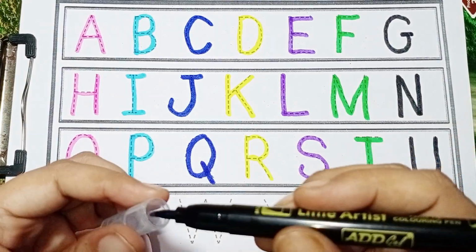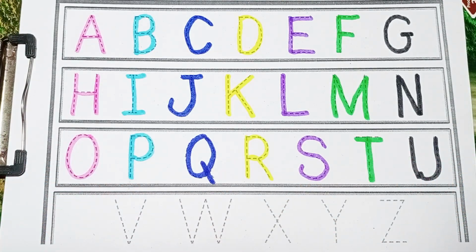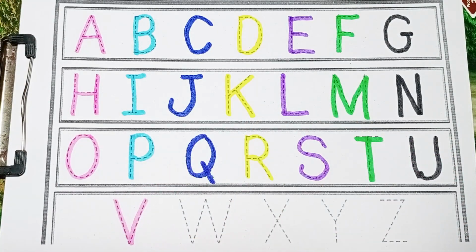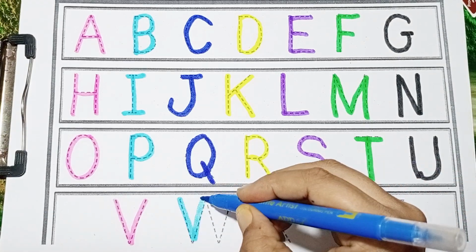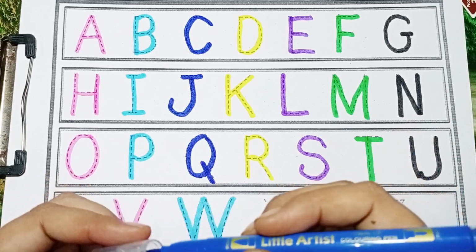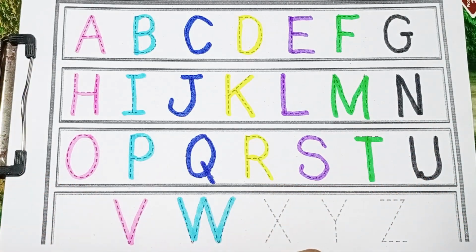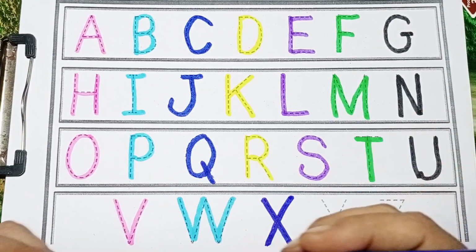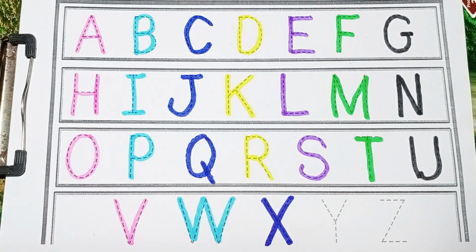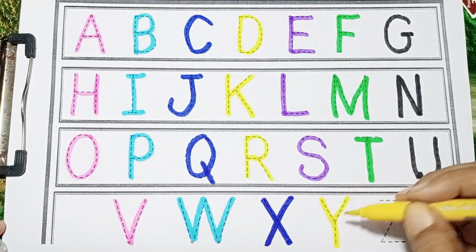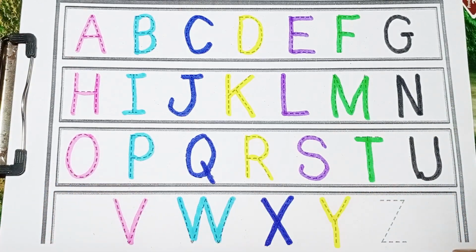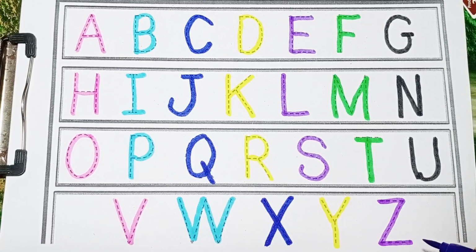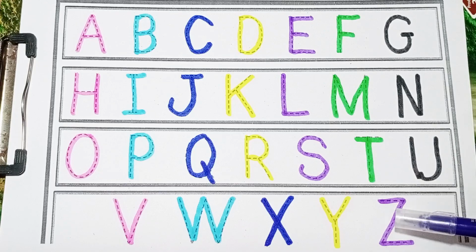U for USB. V for vegetables. W for watch. X for X-ray. Y for yoga. Z for zoo.